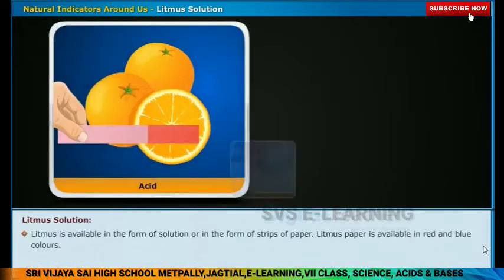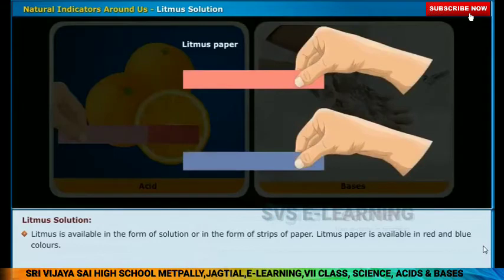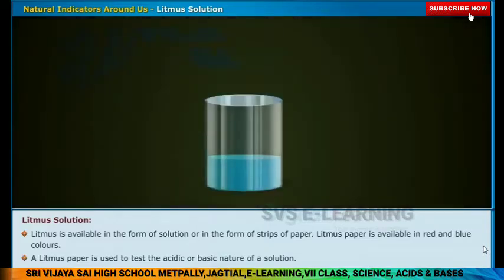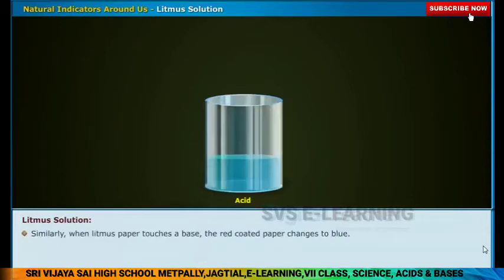Litmus is available in the form of solution or in the form of strips of paper. Litmus paper is available in red and blue colors. A litmus paper is used to test the acidic or basic nature of a solution. When a litmus paper touches an acid, the blue-coated paper changes to red. Similarly, when litmus paper touches a base, the red-coated paper changes to blue.